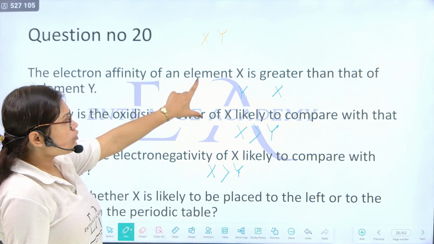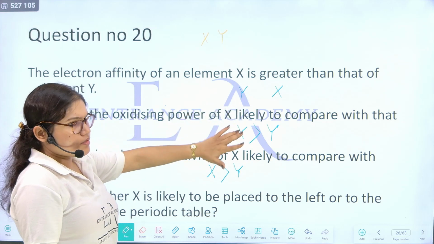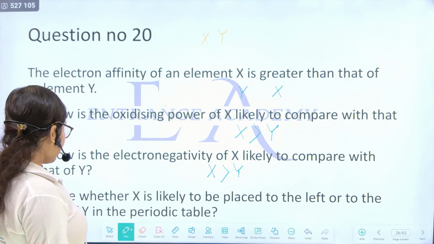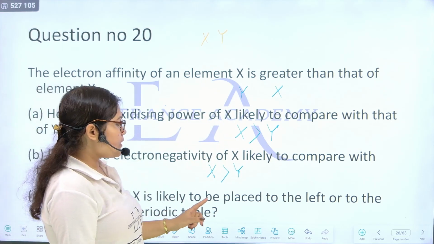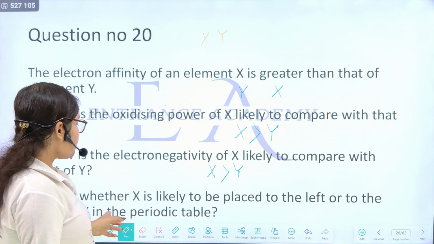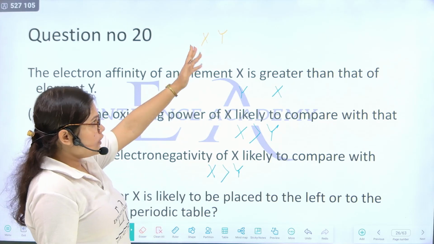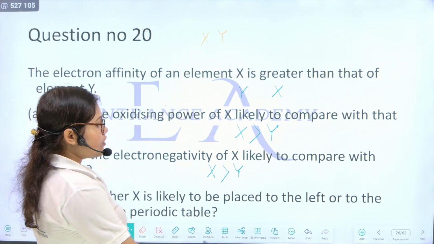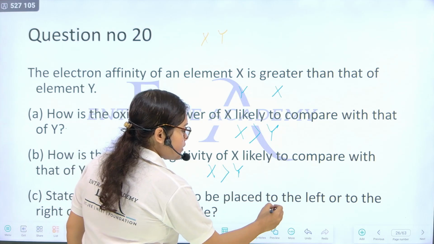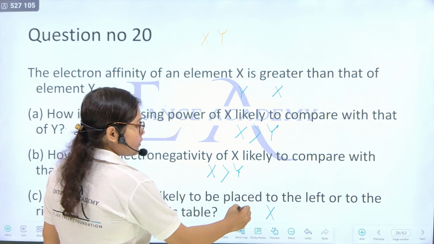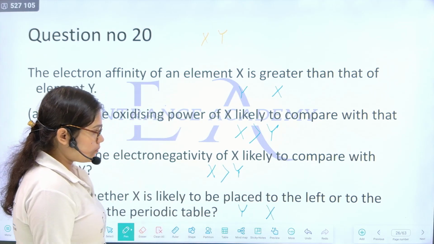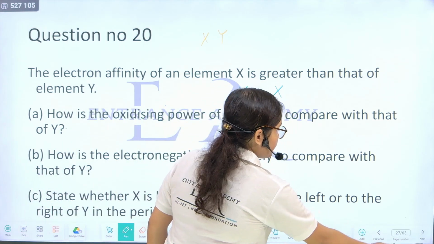First you need to place those elements according to the periodic table, then answer the questions. Third question: state whether X is likely to be placed to the left or to the right of Y in the periodic table. It is also clear from the first statement that X is placed right of Y. This is the answer. Next question.